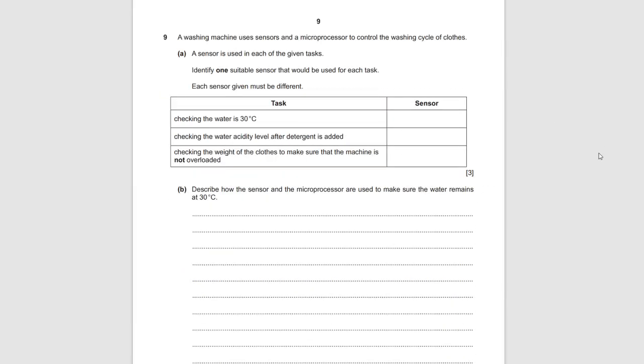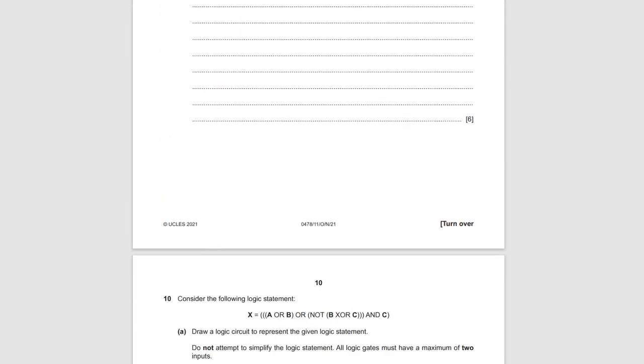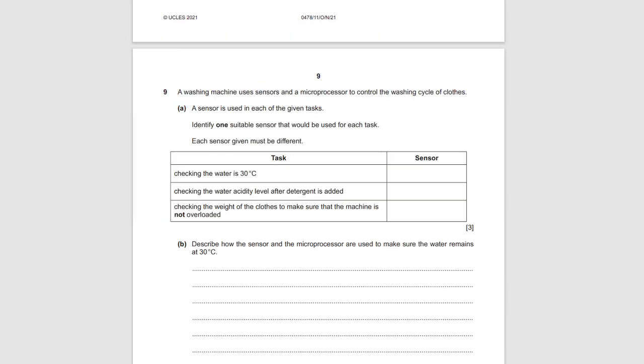Question 9, this looks like it's about microprocessors and stuff like that, sensors. Okay, so let's have a look at this. It says a washing machine uses sensors and a microprocessor to control the washing cycle of clothes. It says a sensor is used in each of the given tasks. Identify one suitable sensor that would be used for each task.